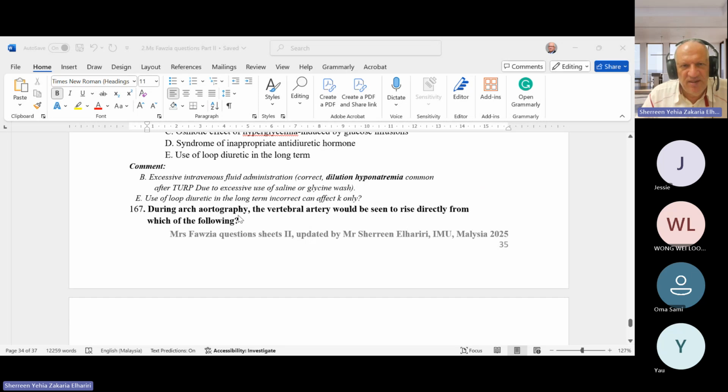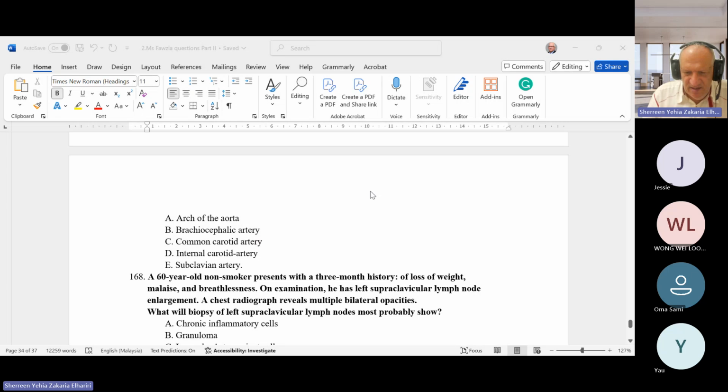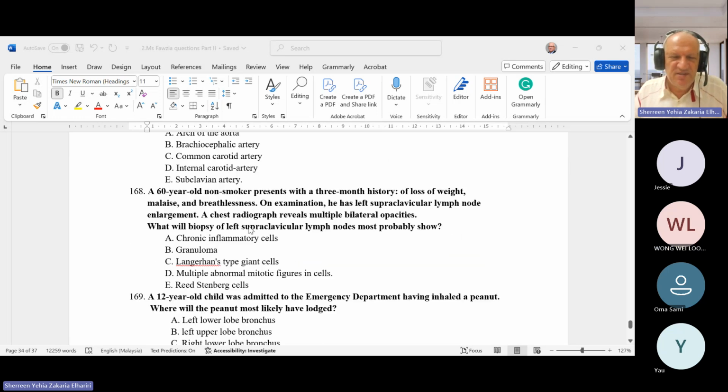During arch aortography, the vertebral artery is seen to arise directly from which of the following? So what is the origin of the vertebral artery? It is an anatomy question. It arises from the subclavian artery. Which part? First part of the subclavian. So it is important, when you see a question like this, to remind yourself of your anatomy knowledge, and to know which part it arises from.